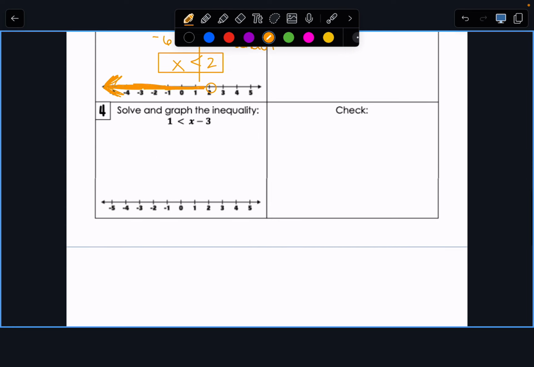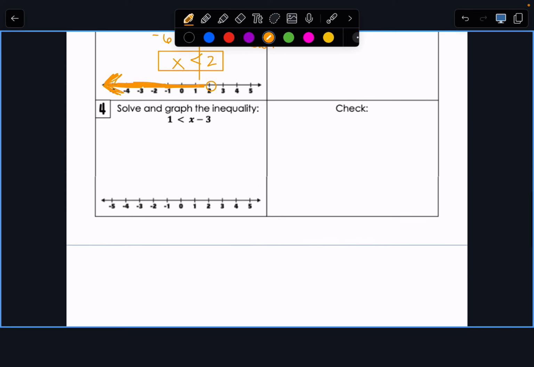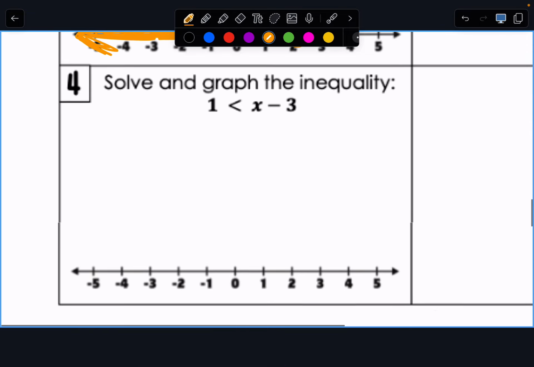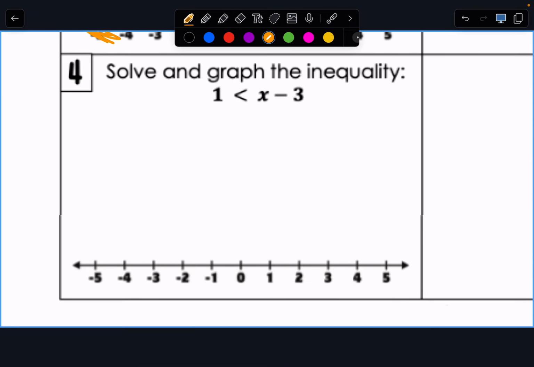Now, I saved number 4, and Kira, you're going to help me talk about why we saved number 4 for last. Kira already solved it too, and her and Ella had a nice discussion that we're going to talk about. So, Kira, what did you do to both sides? So, Kira added 3 to both sides to undo the subtraction. And she got 4 is less than x, and she got really excited. But Ella was like, no, you're not done.